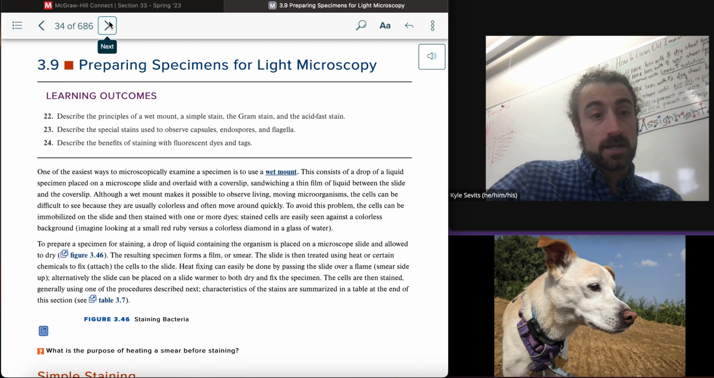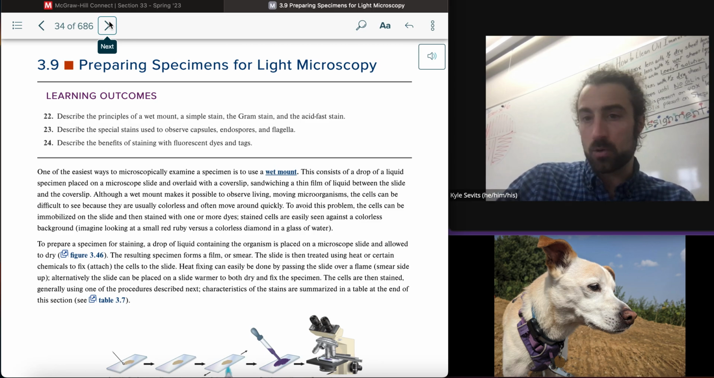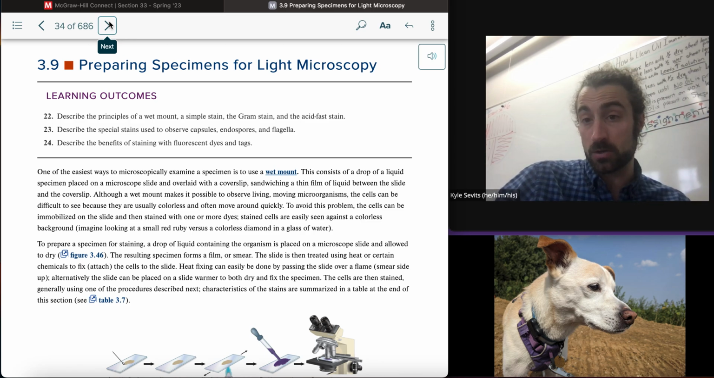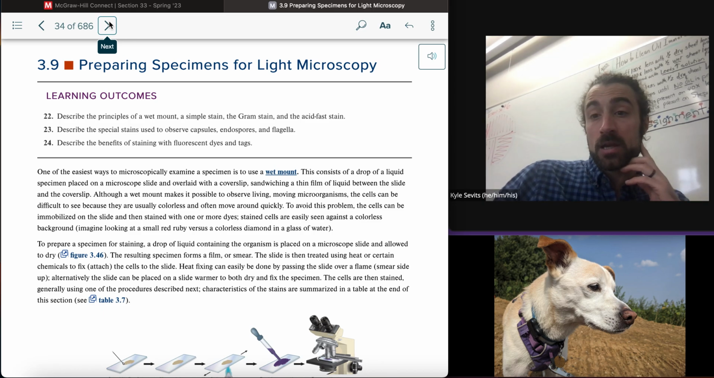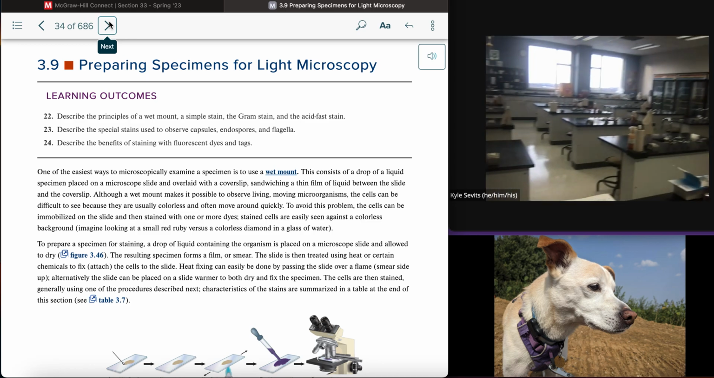The next and last is how to prepare specimens for light microscopes. I'm sure you've done wet mounts before in your biology lab, but we're going to look specifically at how to use these different staining techniques to help identify. You'll have learned how those stains apply to cell walls earlier in the book. Now you're going to look at how we actually use this in the lab, and we will use that in our own lab here.